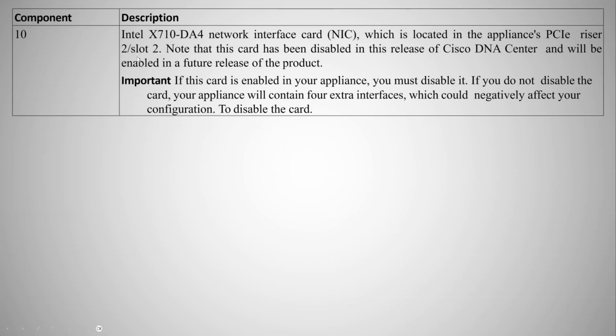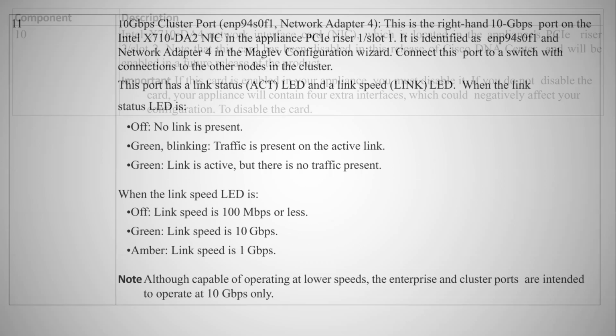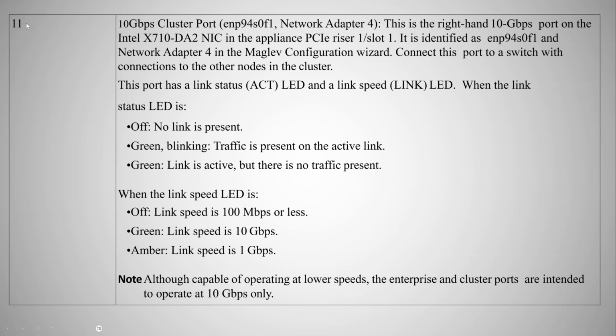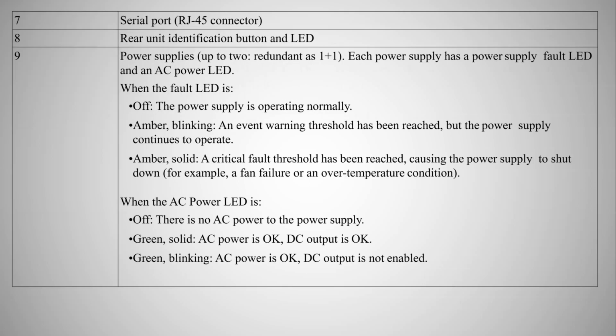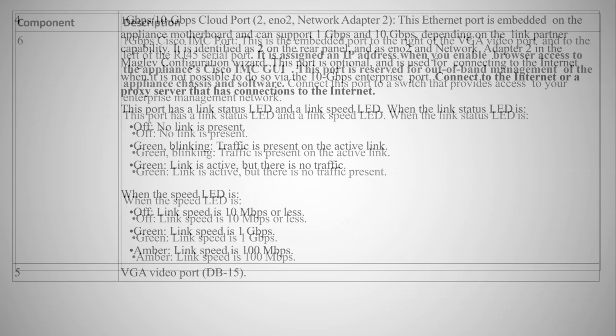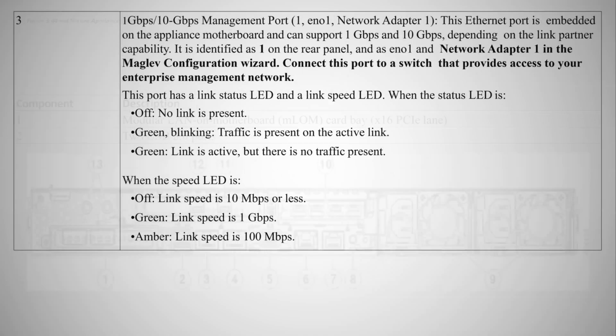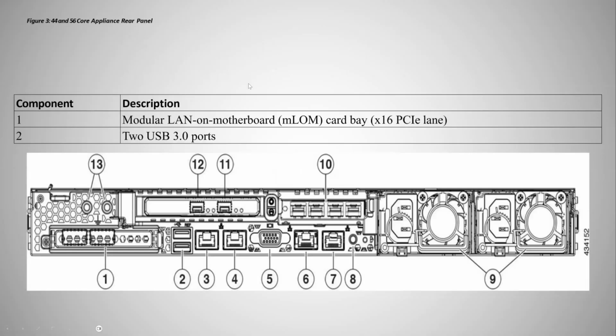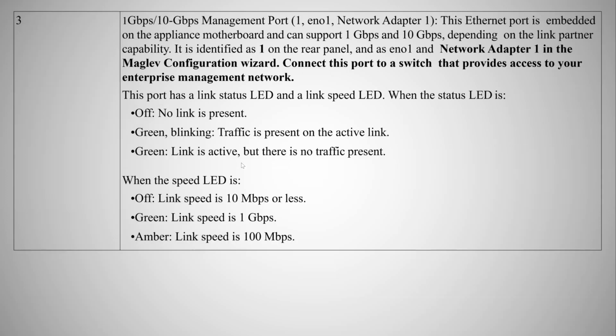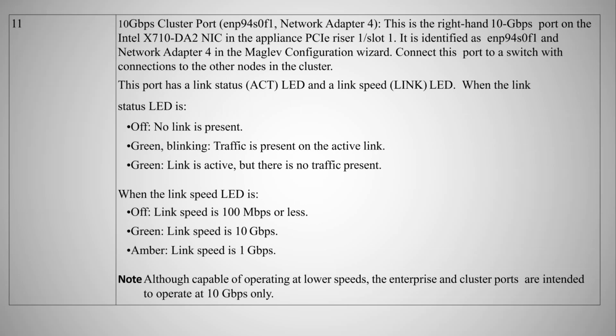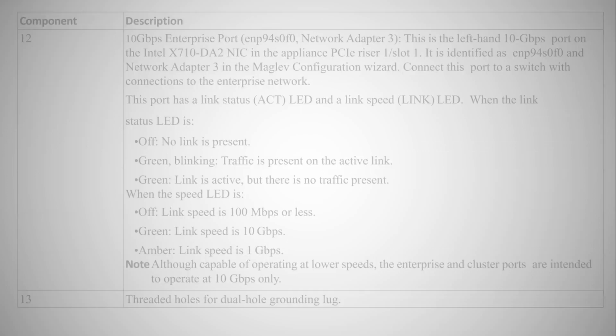Like that in this slide, if you go, now you can see 11 is the cluster port, that is 10 Gbps. So you can see the placement of 11 in the diagram, somewhere on the top. Okay, so like that we have the interfaces and ports, and I have created one summary as well.